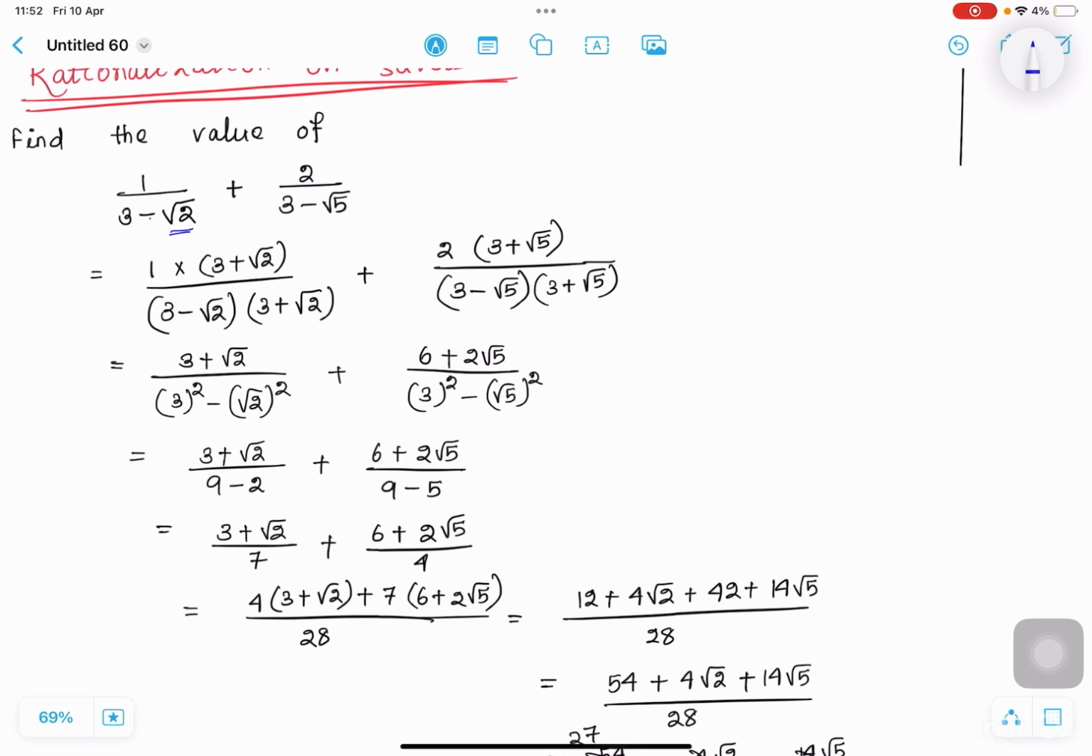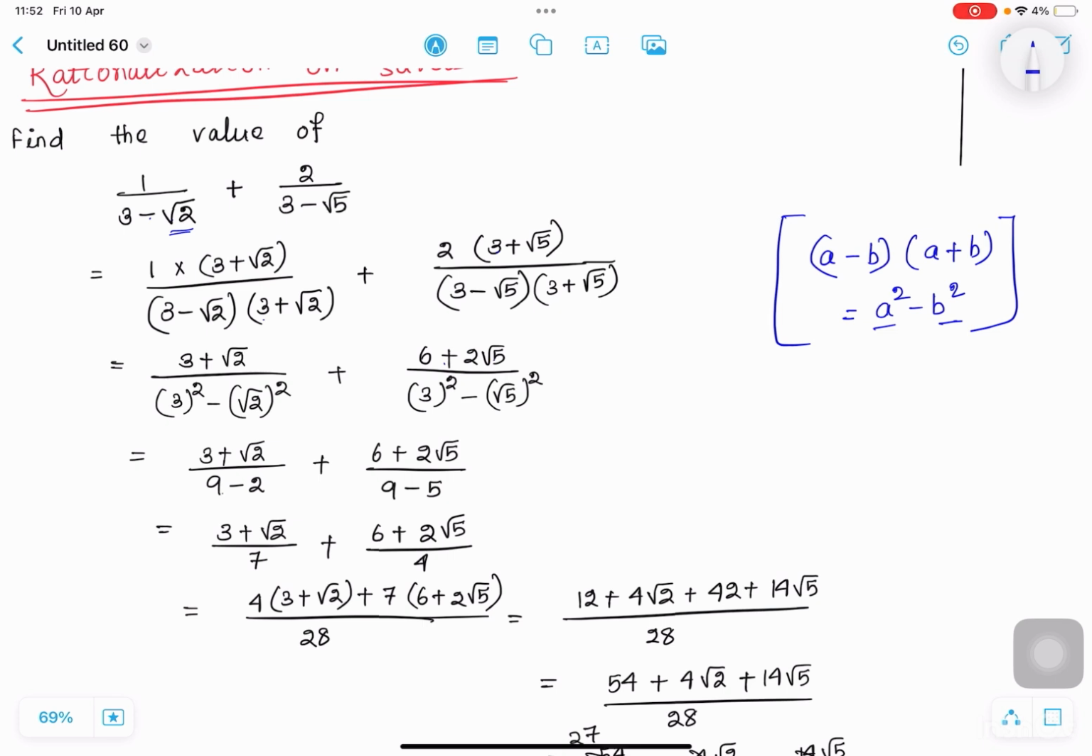From this you know (a minus b) into (a plus b). The formula is a square minus b square. That formula we will put here. So 1 into this one means 3 plus root 2. In the denominator, 3 square minus root 2 square, a square minus b square. Here 2 into 3 is 6, 2 into root 5 is 2 root 5, with 3 square minus root 5 square.